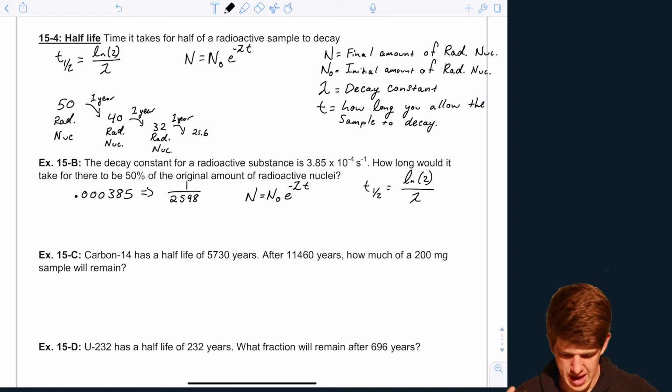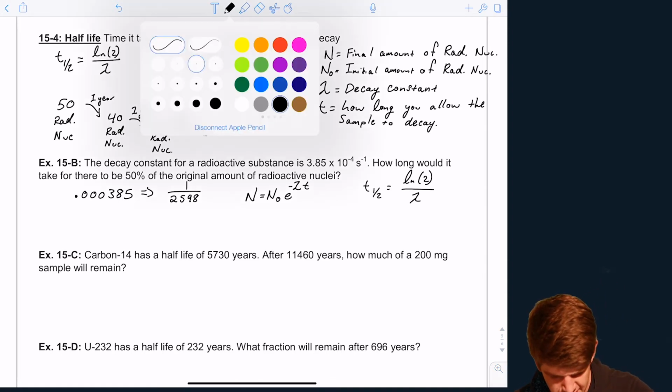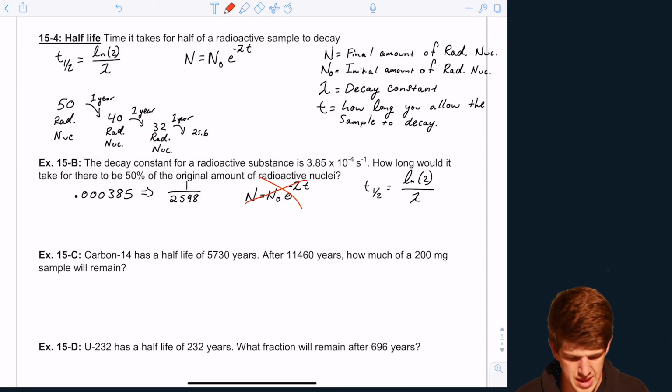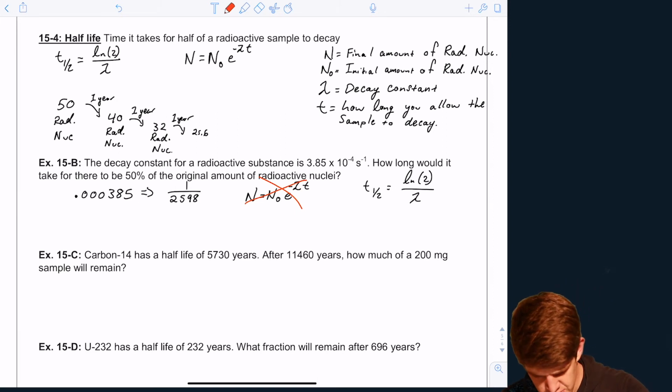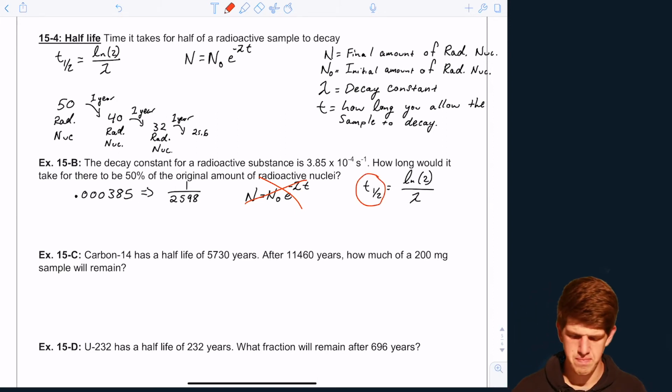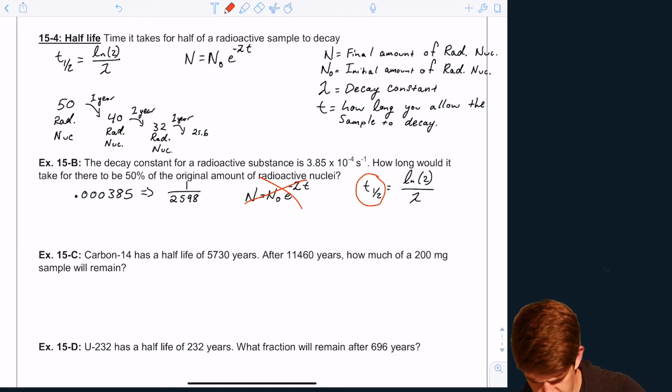So I don't even need this formula at all, because all I'm looking for is how long would it take for there to be 50% of the original amount of radioactive nuclei. That is just the half-life. They're just not saying it's the half-life. So I am trying to find the half-life, and my half-life is just going to be ln of 2 over the decay constant, and I know that. So my half-life is equal to ln of 2 over 3.85 times 10 to the negative 4.